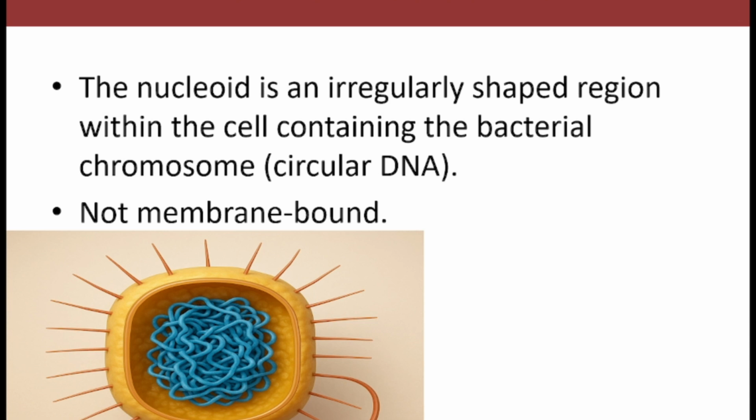So the second structure we are going to consider is the nucleoid. The nucleoid is an irregularly shaped region within the cell which houses or contains the bacterial circular chromosome. Don't forget that I told us in the first video that we are dealing with prokaryotic organisms, and a prokaryotic cell is a kind of cell that doesn't have membrane-bounded organelles. So all these organelles, you cannot even call them organelles because organelles are membrane bounded.